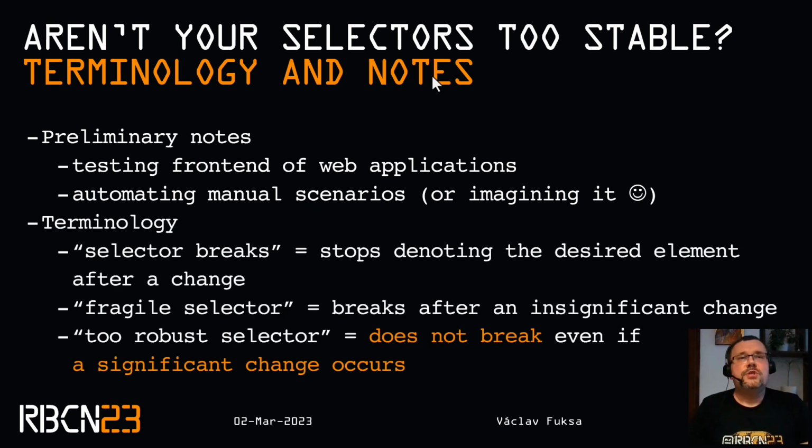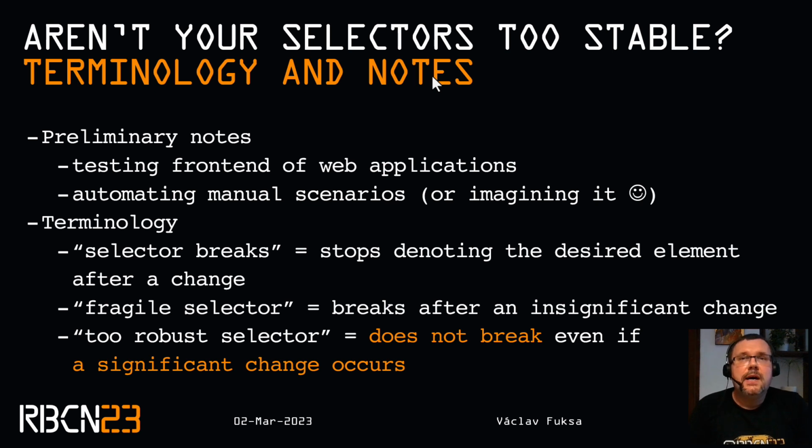Now, terminology. We will focus on selectors of web elements, and we will consider only the selectors that represent just one element, not their set. This is the most frequent case. So, what does it mean when we say that the selector breaks? It means that it stops representing the desired element when a change occurs. This situation is inevitable in some cases. For example, if the selected element ceases to exist, the selector has to break.